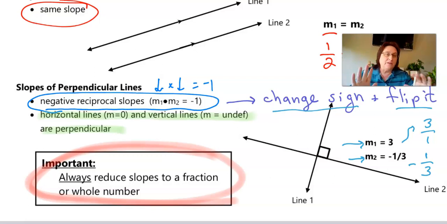So these are some examples of how we're going to use the slopes, and we're going to determine if we have parallel lines, perpendicular lines, or maybe we don't have either type of lines.